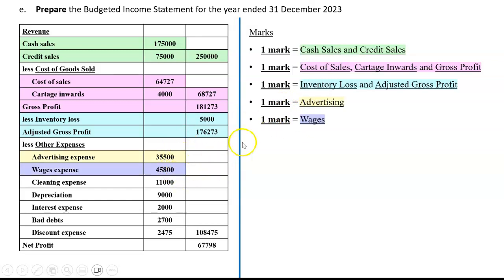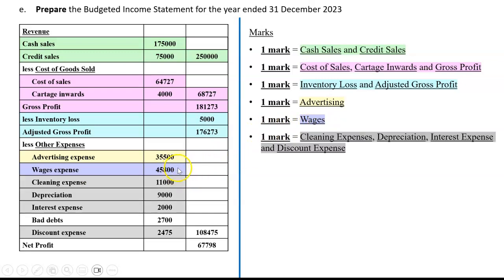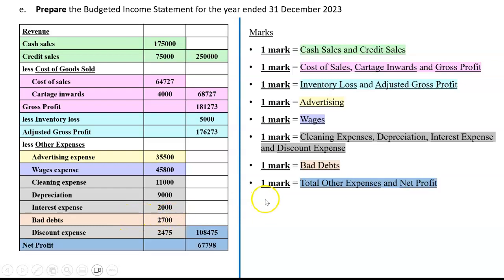And likewise for wages. However, that did become a carry forward mark, but I thought it's pretty fair to have 1 mark for that. What doesn't really seem fair is 1 mark for these 4 expenses here, particularly this discount expense. That's because it required a calculation, but the only reason I put it with these ones is because it was actually something we figured out when we did part B, when we recreated accounts receivable. So technically we already had that answer. And then 1 mark for the hardest mark on the paper, this one here for bad debts. Finishing with 1 mark for adding up all the other expenses and then giving us our final net profit.